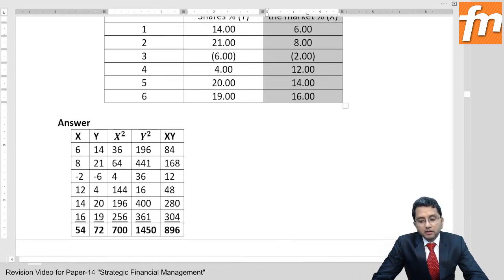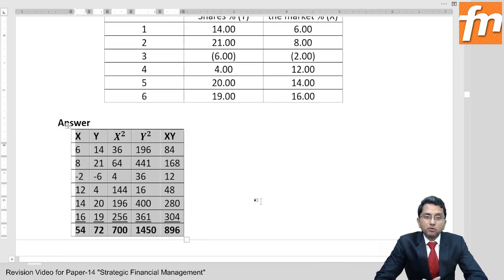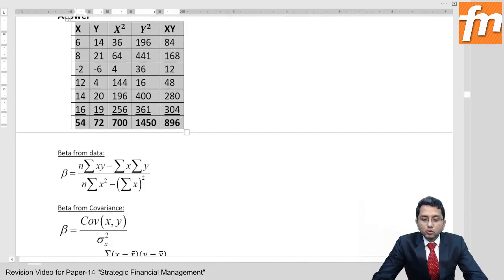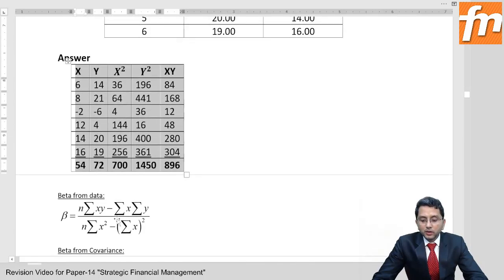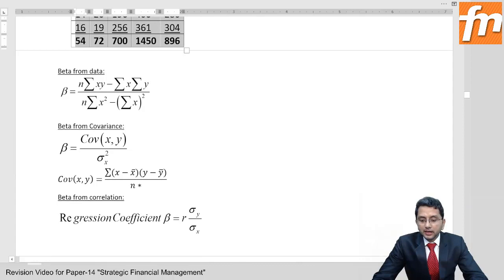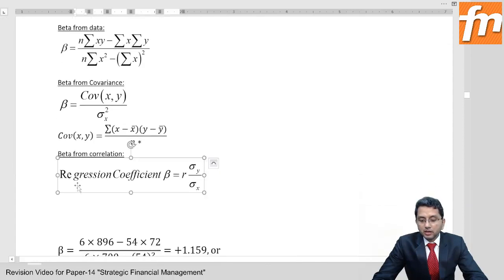Then our usual calculation: summation x, summation y, summation x square, summation y square, and summation of xy. How to do it quickly on your calculator, we have already discussed a lot. Now, I can use this formula: N summation xy minus summation x into summation y, okay? I'll use this formula and my calculation will look like this.